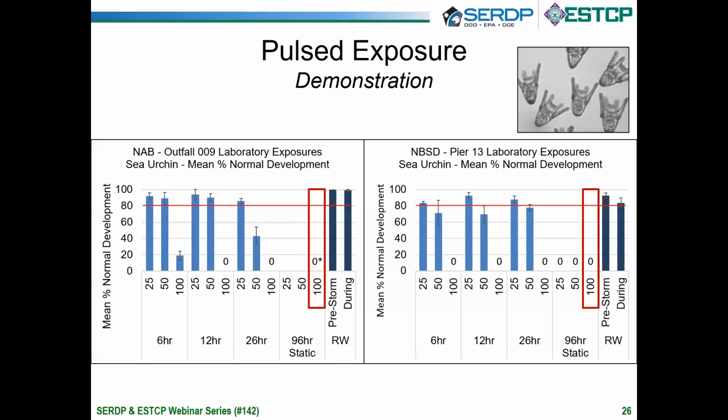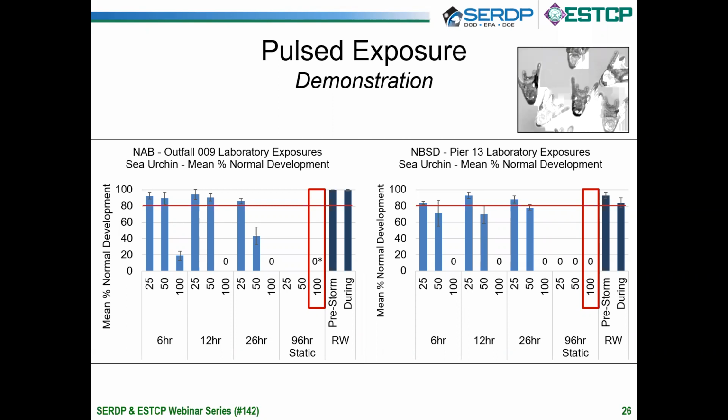Now, the red box that is shown on each of these figures is the sample that would be used for monitoring purposes, for what is reported to the regulatory agencies. This is 100% sample that is exposed to the organisms for a continuous exposure. And you can see with this species, we saw complete toxicity associated with these samples.